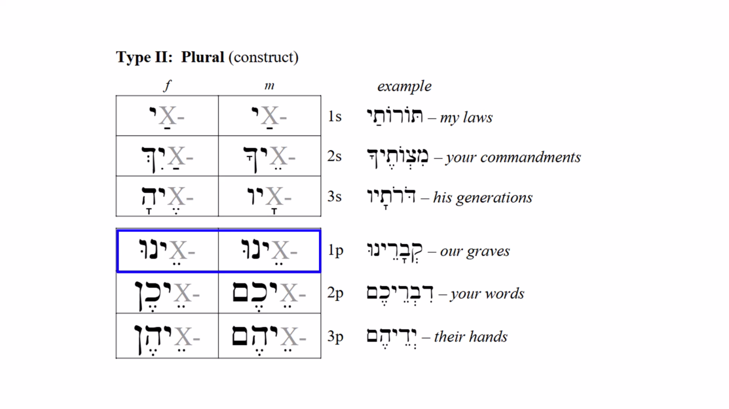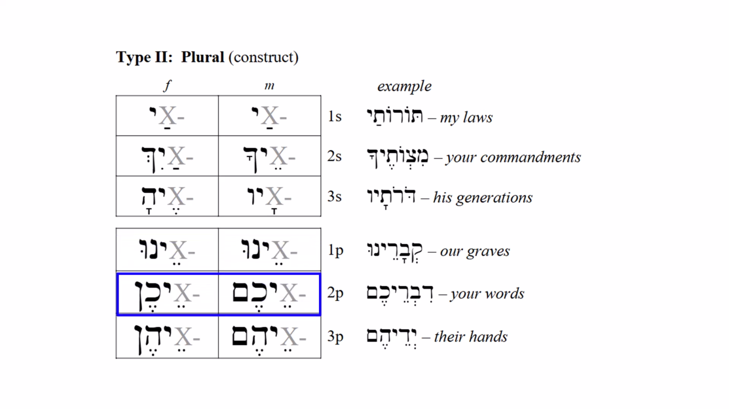In the plural forms, we have these examples. First one is kevarenu. That nu means our. So the nu is combining with the word that means grave. So you have kevarenu, which means our graves. It's not our grave because this is type 2. That sereyod is telling you that the noun you're looking at is plural. So the translation is going to be plural. Remember, sereyod means the noun is plural. So the translation is going to have plural on the noun, our graves.